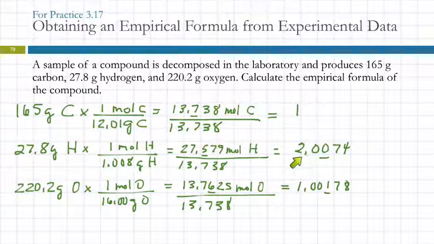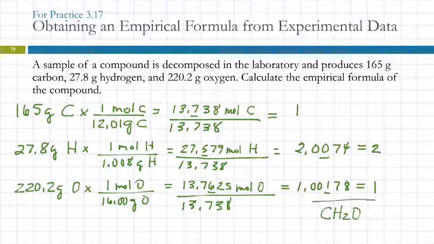So this number is very close to 2. The difference between this and 2 is less than 0.2. So I can round this to 2. And this number is very close to 1. The difference between this and 1 is less than 0.2. So I can round that to 1. So now I've got 1, 2, and 1. These are the subscripts for these individual elements. So carbon 1, hydrogen 2, oxygen 1. Except, of course, we don't write the ones. So I'm going to get CH2O. That's the empirical formula.